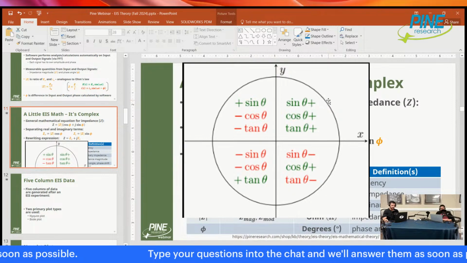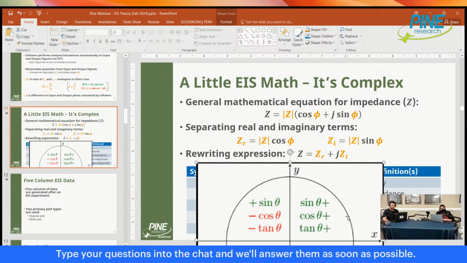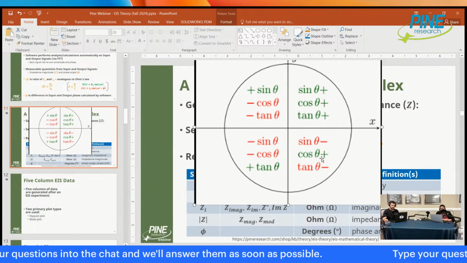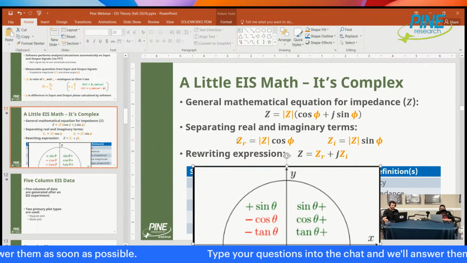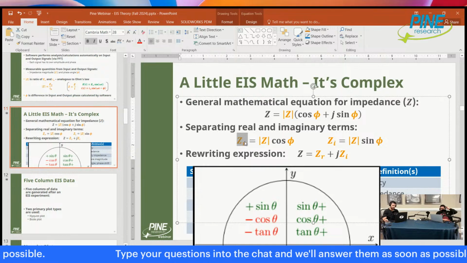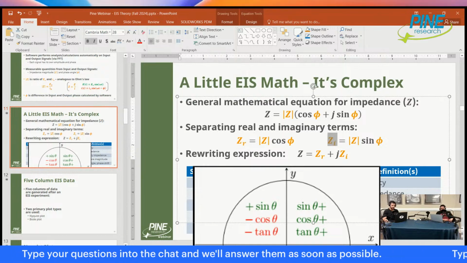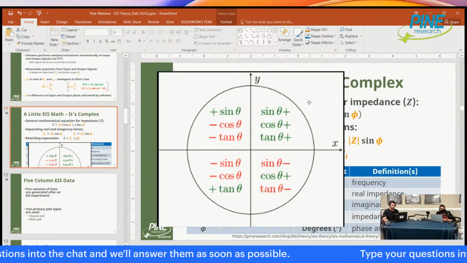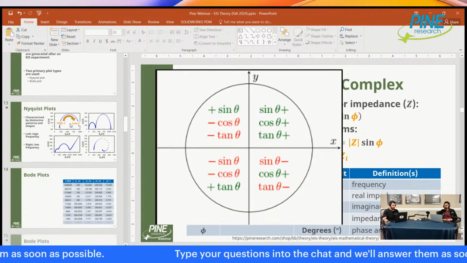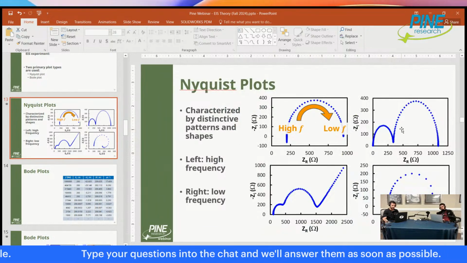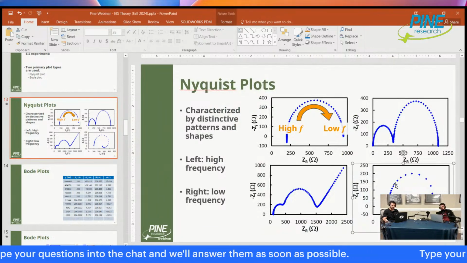So this is simply a matter of mathematics. For an angle that is in the fourth quadrant, my cosine is positive and my sine is negative. So all that means is that when I do the mathematics, my Z real ends up being positive most of the time, and my Zi ends up being negative most of the time. It's literally just trigonometry that causes this to be the case. And so what we do is we plot minus Zi so that these Nyquist plots look this way.